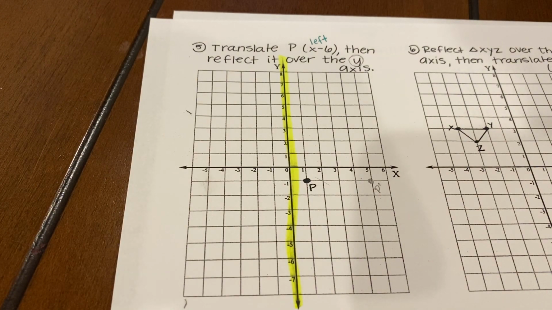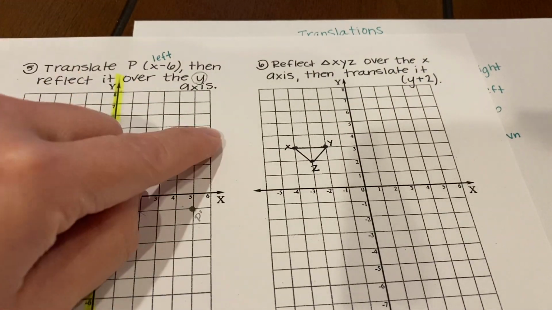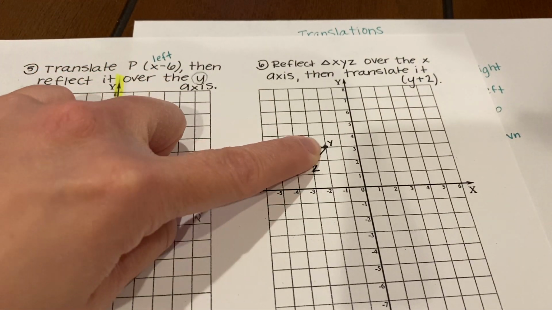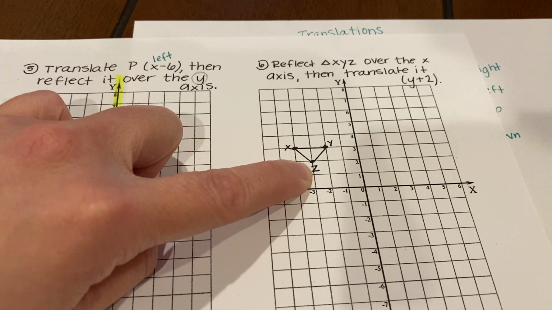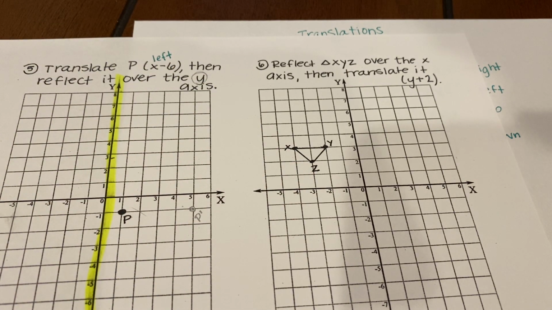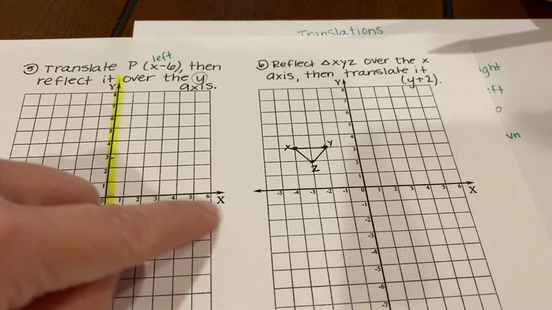Okay. So when you see these multi-step ones, don't let it stress you out. Just do one step at a time. Okay. Number 6, it says reflect triangle XYZ over the x-axis and then translate it y plus 2. Okay, so I'm going to start this one for you because I want to show you how important it is to label as you go.